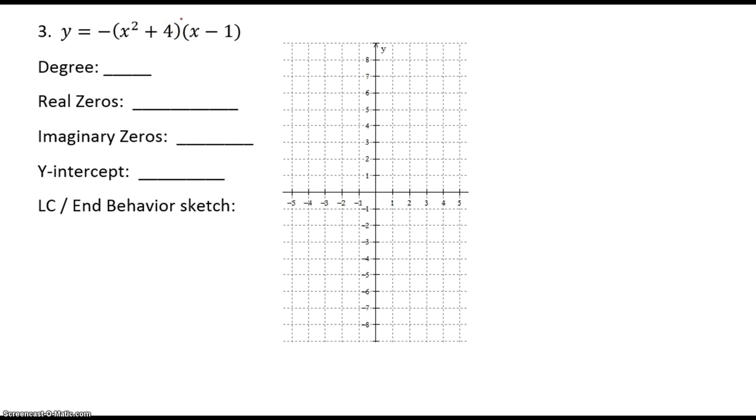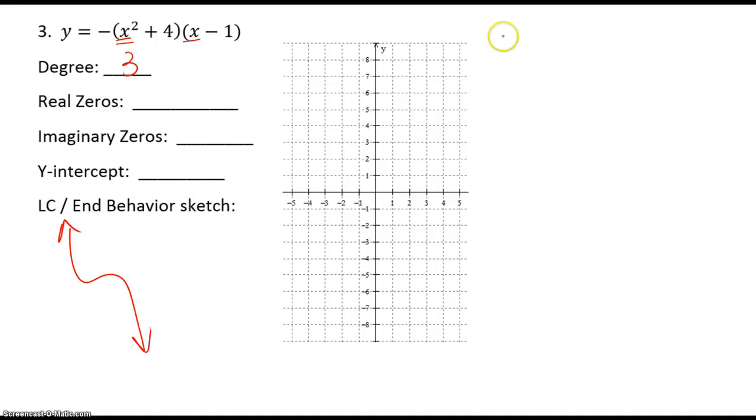So our degree here, though, we've got 2 x's, so x squared, 1, 2, 3. That makes this degree 3. We have a negative leading coefficient for an odd degree, so it's going to look something like this. Okay, let's go find our zeros.